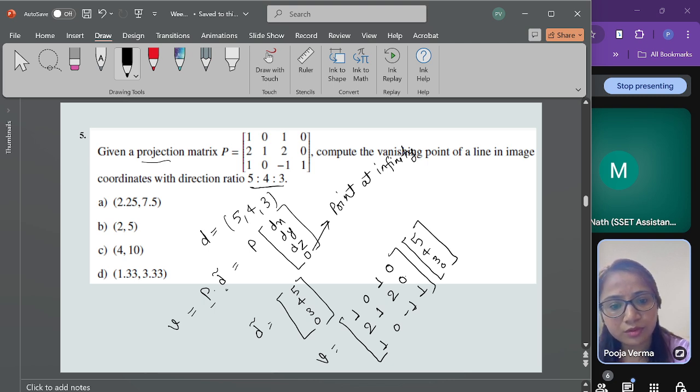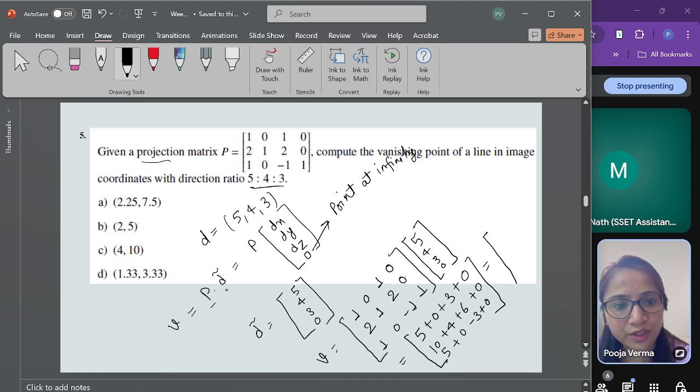So can you multiply and give the answer for this multiplication? You will get 1 into 5, 5, then 0 into 4 will be 0 only, 1 into 3 is 3, now 0 into 0 will be 0. Similarly, 2 into 5 you will get 10, 1 into 4 is 4, 2 into 3 is 6 plus 0. Now the next one is 5 plus 0, now minus 3 plus 0.